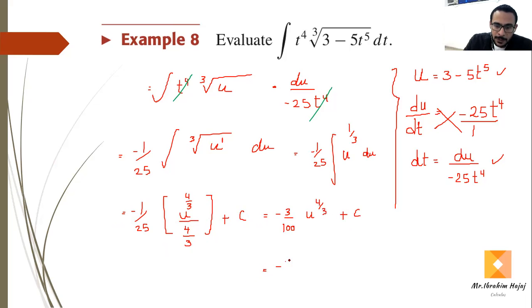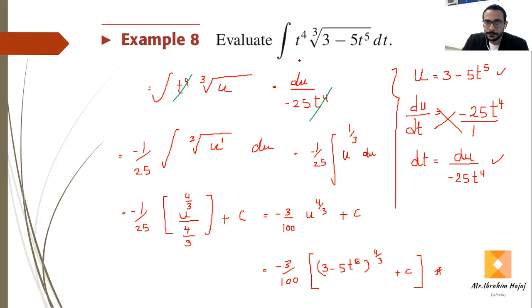Final step: always return the u to its original value. To its original what value? Which is u, it becomes again 3 minus 5t to the power of 5, and this all to the power of 4 over 3 plus the c, and this is your answer. Okay.